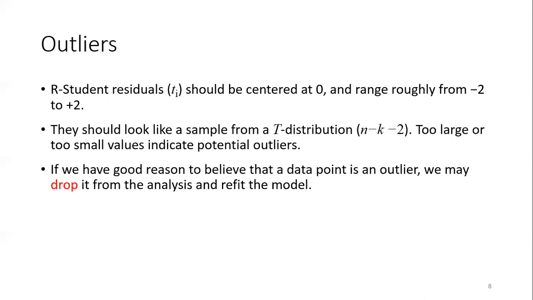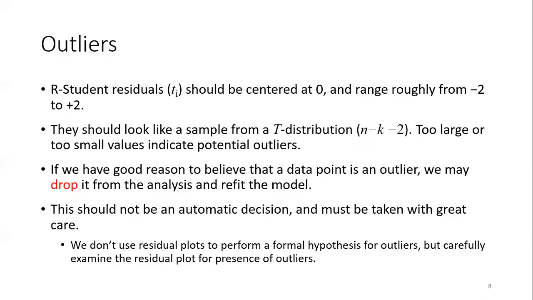You should have a reason to believe that it's an outlier. Then you may drop it. It depends on the context. If you are sure that the observation is perfectly correct, then you should not remove it. But if you think that there is a problem with the observation or with the experiment, then you may drop it from the analysis.